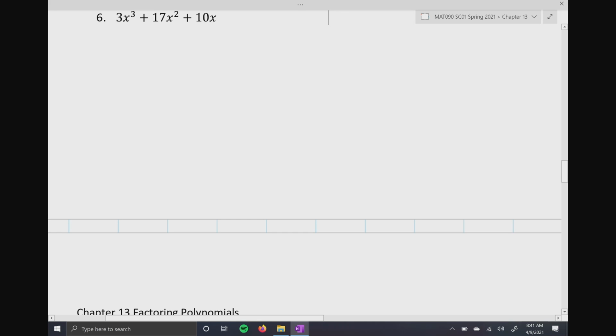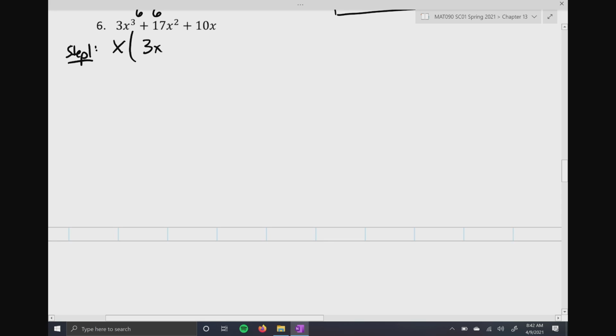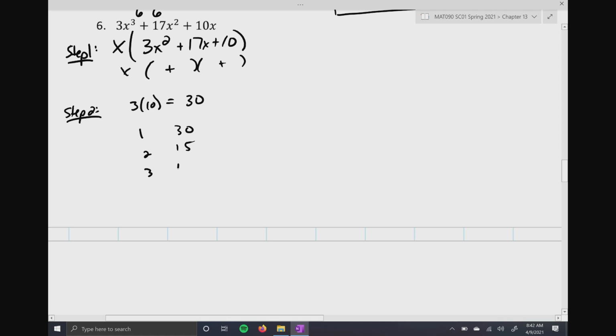Okay, are we ready? All right, so I'm going to speed up. Step 1. GCF, definitely an X. All right. Now, everything from here is just simple. So, I'm going to get an idea of what my sign should be. Plus and plus. Step 2. 3 times 10 equals 30. 1 and 30. 2 and 15. 3 and 10. 5 and 6. I need to pick the pair that combine to give me positive 17, which is in the middle.